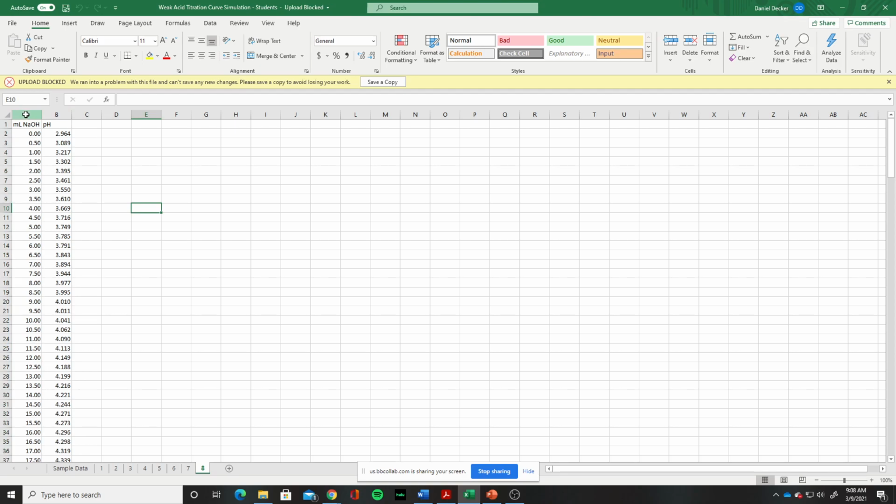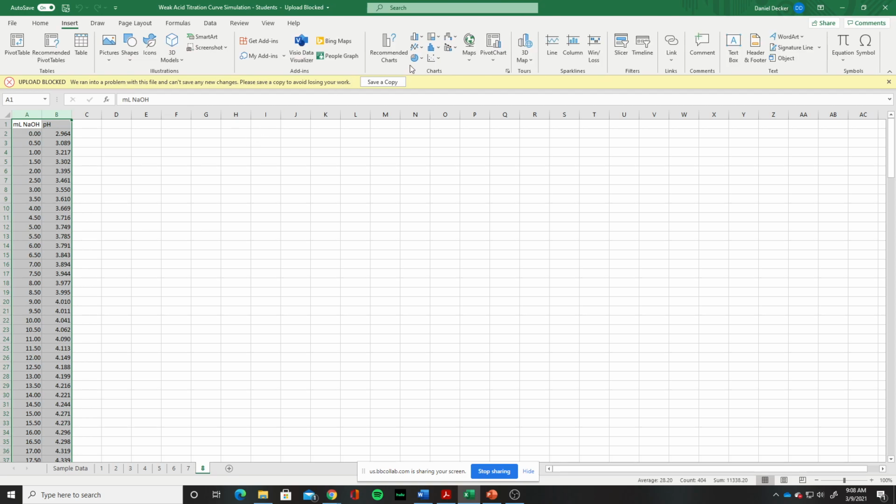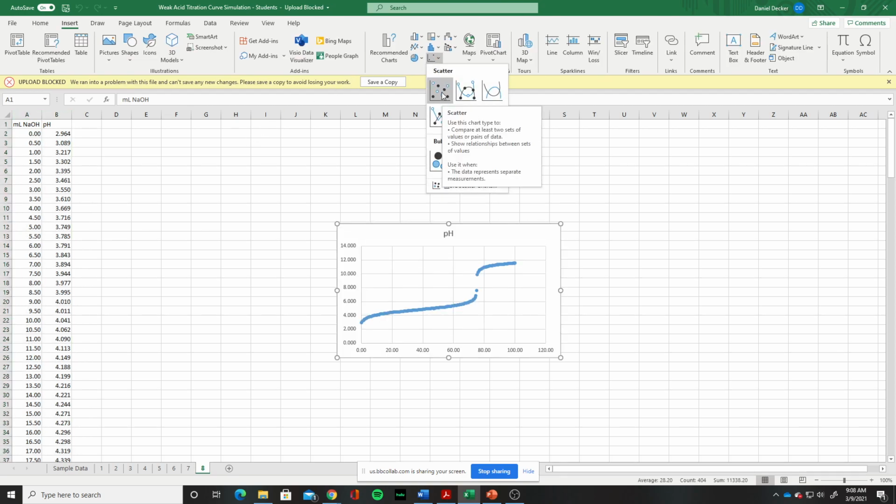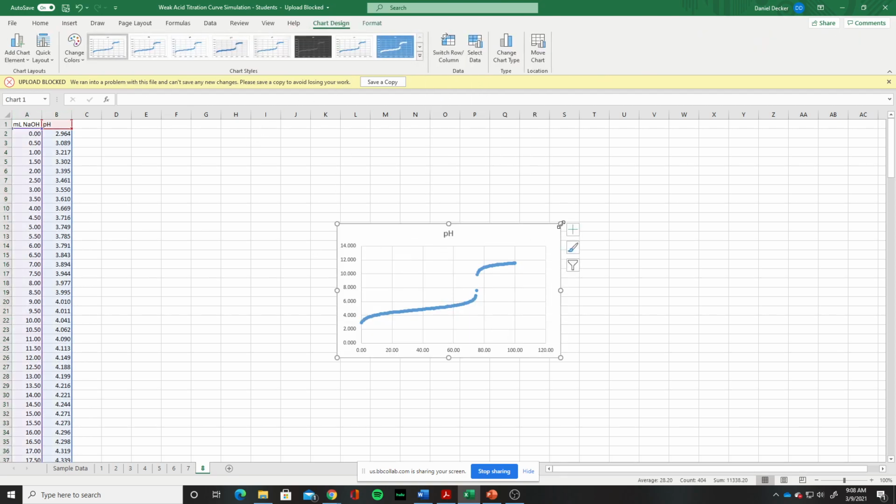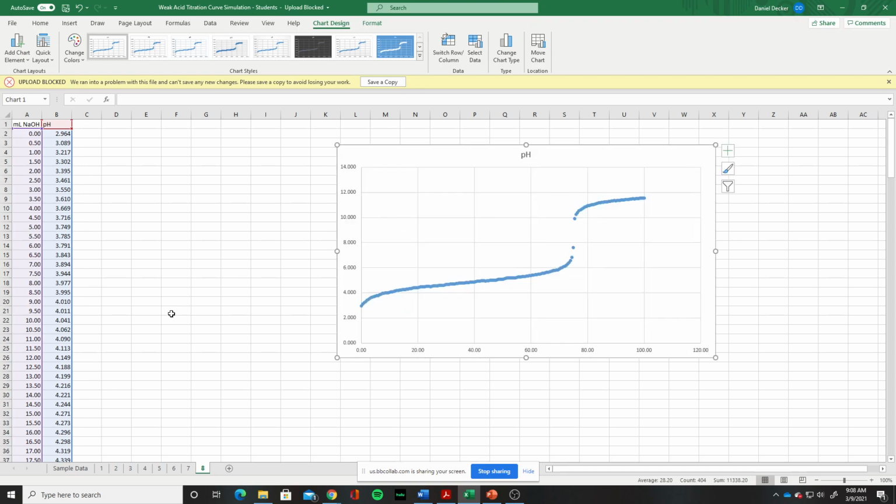And so to plot it, you should be able to just select both of the columns. So just click and drag on A and B, insert, scatter. There we go. So we have our data there.